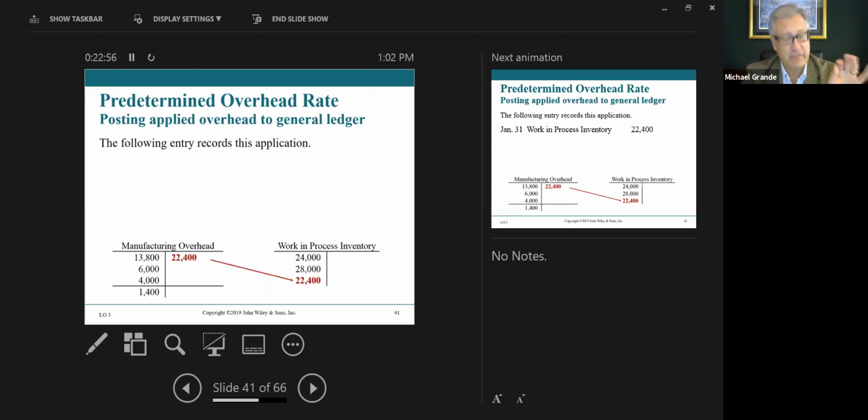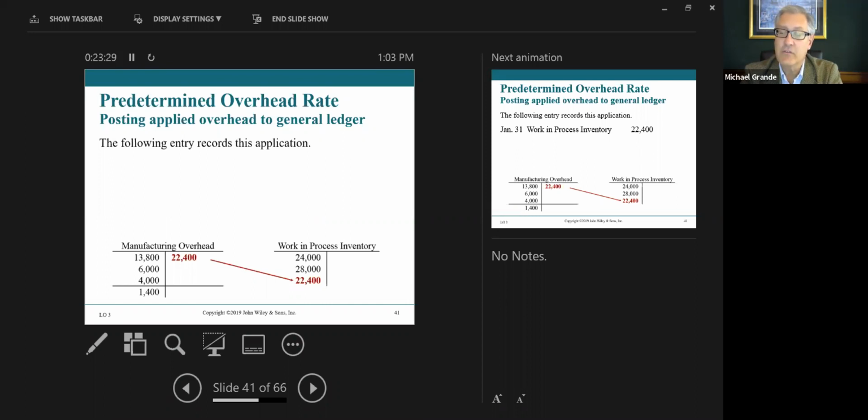On the left-hand side, you've got the manufacturing overhead account. The debits in that account represent actual costs for indirect materials, indirect labor, and other factory costs. The credits represent amounts transferred to work in process. You can see in this case there's something left over, $1,400 of a net debit. We'll talk about that later.